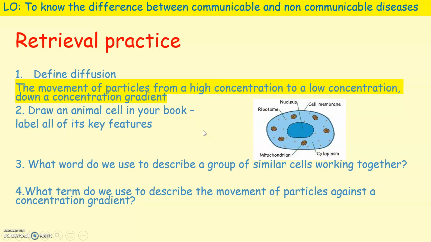That's excellent. Amazing. Question 3. What word do we use to describe a group of similar cells working together? It is tissue. So give yourself some lovely ticks as well if you answered this and this correctly. Okay, so what term do we use to describe the movement of particles against a concentration gradient? Amazing. Active transport. Well done. Okay, give yourself a score out of 9.